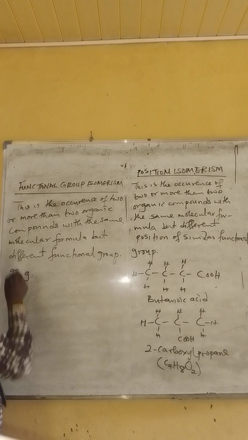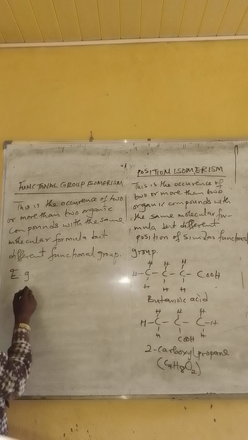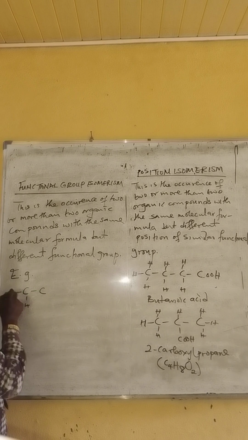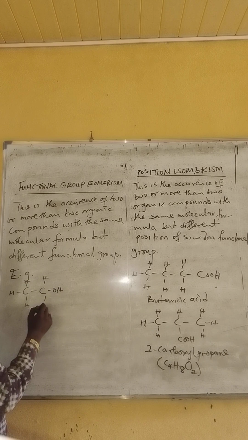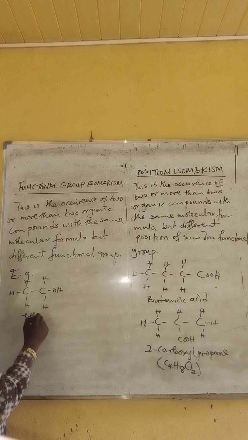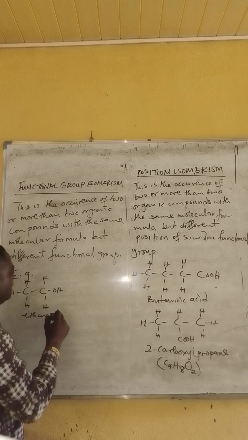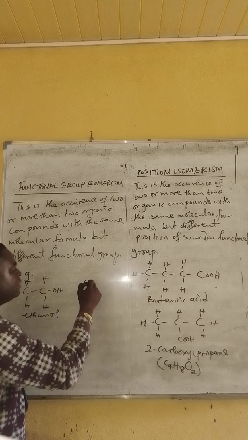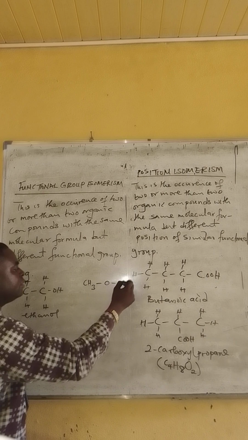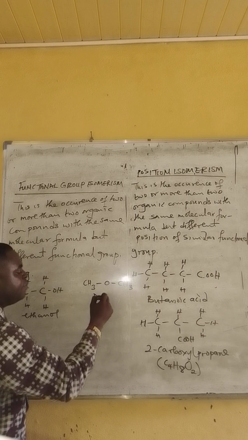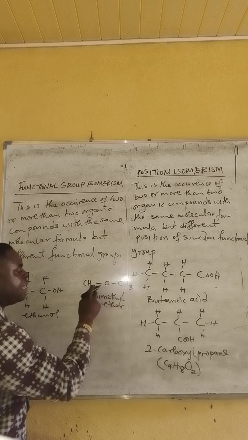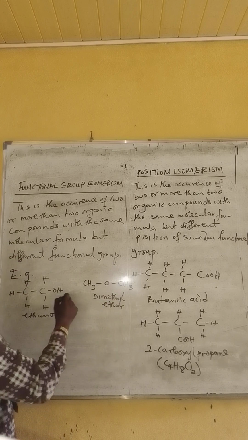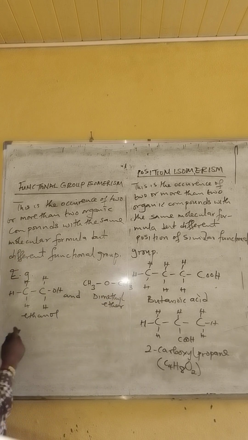Examples, e.g., let's look at the situation between ethanol, C2H5OH, this is ethanol. Then let's look at CH3OCH3, this is dimethyl ether. Dimethyl ether. So the two of them are isomers.